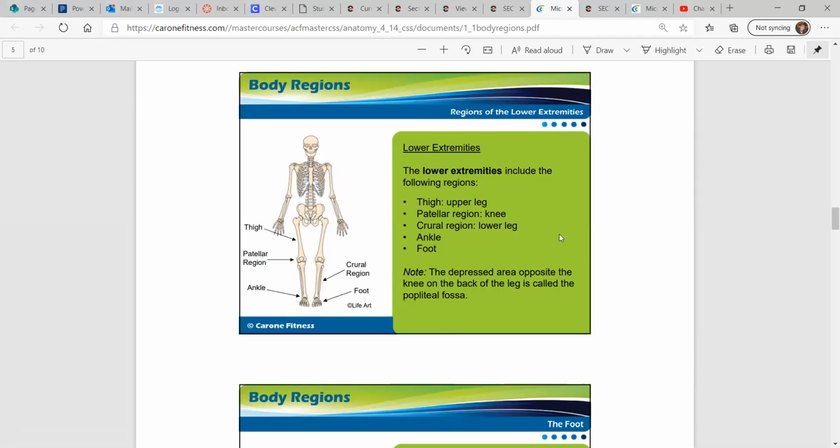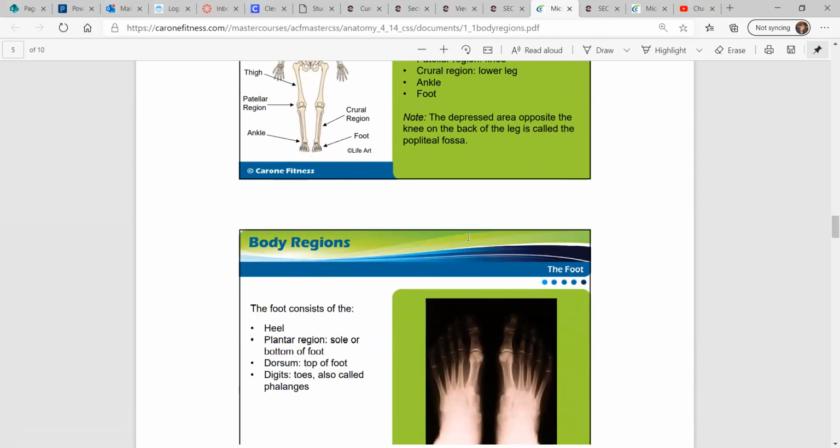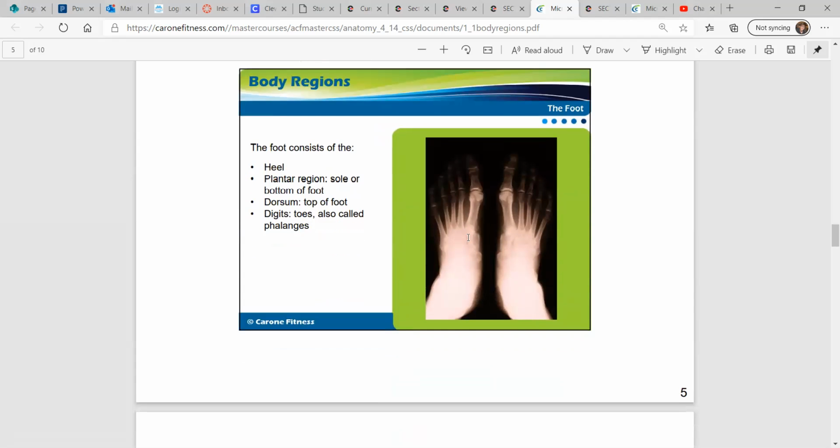the lower extremities, that includes your thigh, where your quads are, the upper leg, the patellar region, that's your knee, very important region. Crural region, that's your lower leg near your calves. And then you have your ankles and the foot. And there's a note about the opposite of your knee on the back of your leg is called the popliteal fossa. Fun fact. And your feet consist of the heel, the plantar region, sole or bottom of the foot, the dorsum, that is the top of your foot, and then your digits, your little toes, also called phalanges.